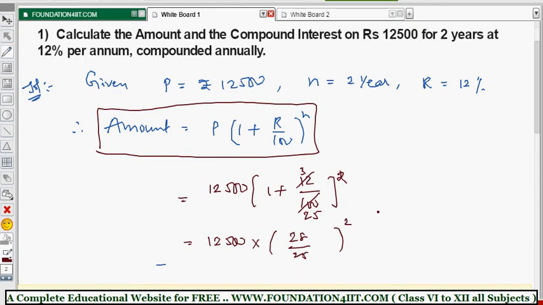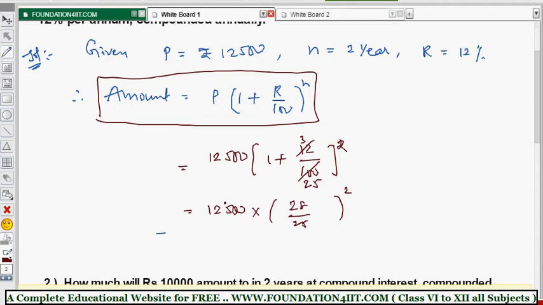Then we can simplify more. So 12,500 into 28 by 25 whole square. So 28 by 25 into 28 by 25. Okay, you can do cancellation of this. 25 ones are 25, 5s are 0, 0. Again similarly, 25 ones are 25, 2s are 50, 20. So 20 into 28 into 28. Okay, that is 28 into 2, 560 into 28. Just multiply and get the amount.